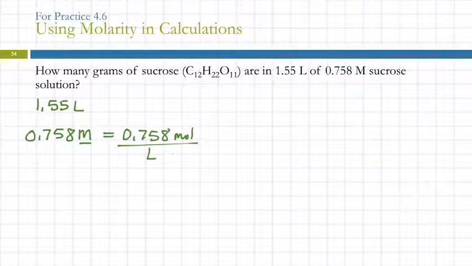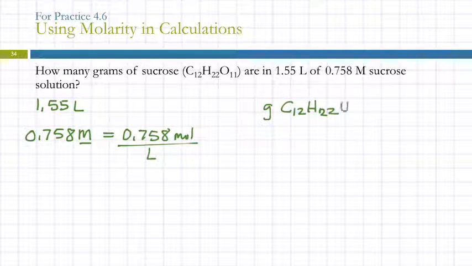What are we asked for? Grams of sucrose. So C12H22O11. The next question is, we've got two numbers. One of them is where we start our conversion. This is a dimensional analysis problem. Do we start with the liters or the moles per liter? Liters. This is a simple unit. It's just a single unit liter that cannot be used as a conversion factor. This one, moles per liter, that's going to be our conversion factor.